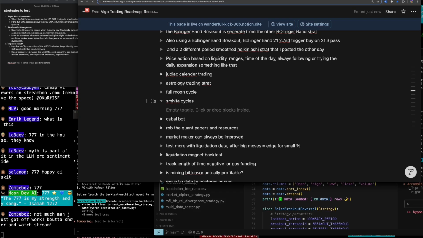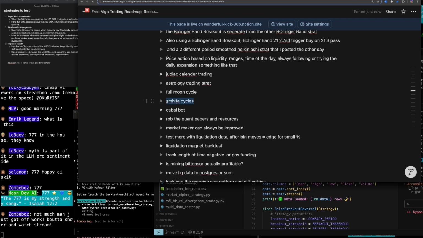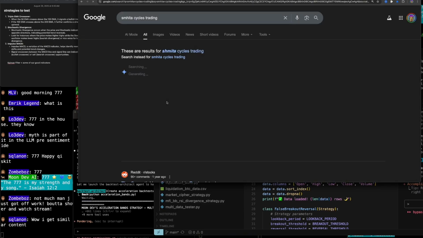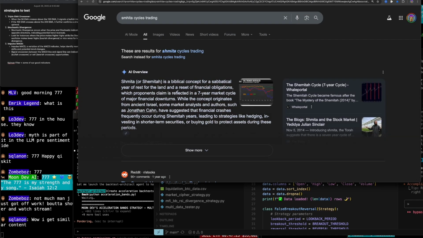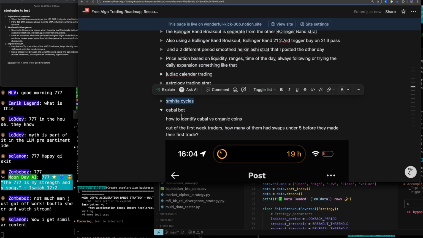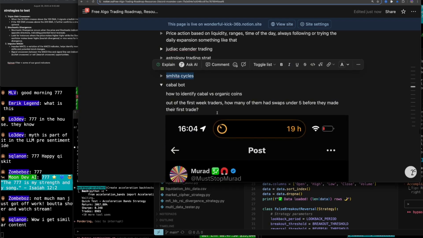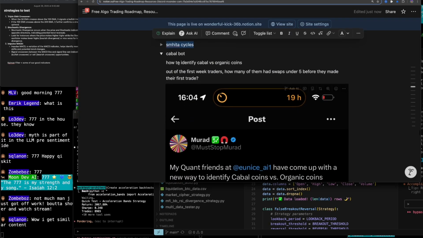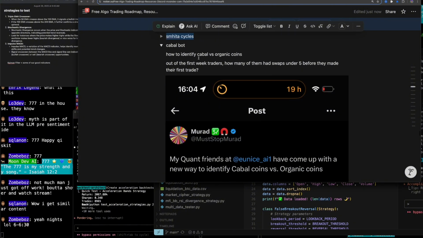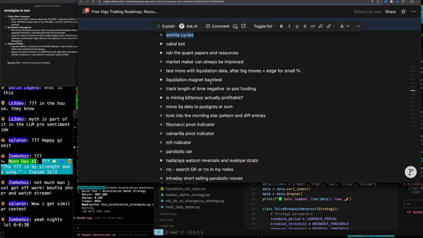Smith cycles? What is this? Trading is a biblical concept for a sabbatical year of rest for the land and reset of financial obligations. Okay, we're not gonna do that. Cabal bot. How to identify Cabal versus organic coins. Out of the first week traders, how many of them had swaps under 5 before they made their first trade? Yeah, I remember that.